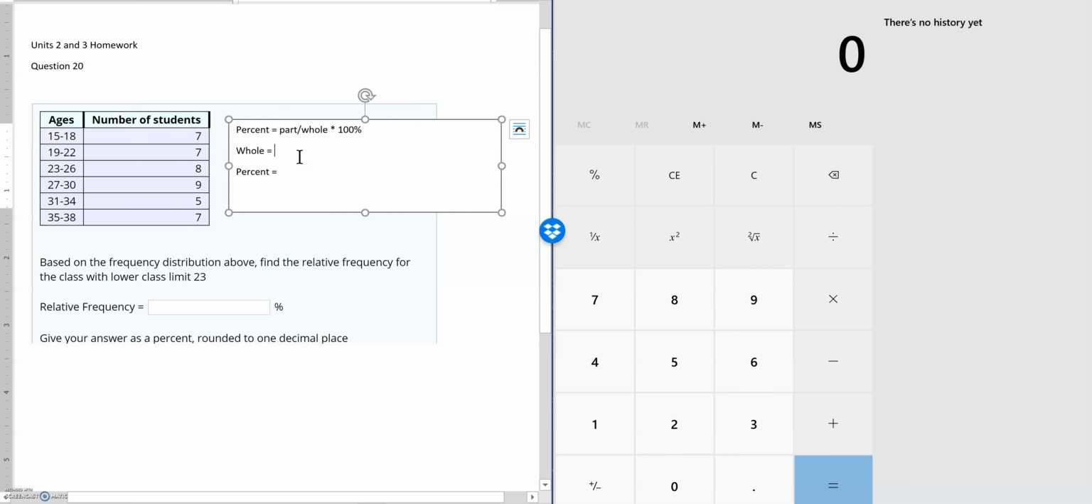So I'm going to do 7 plus 7 plus 8 plus 9 plus 5 plus 7. Let me make sure I have all the numbers here. Just double check. 7, 7, 8, 9, 5, 7. Great. And so now I just need to add those up to find the total. So to do this, let's see, 3 7s is 21, plus 9 is 30, 8 is 38, and 5 looks like 43. Alright, so to find the percent, I need the part.